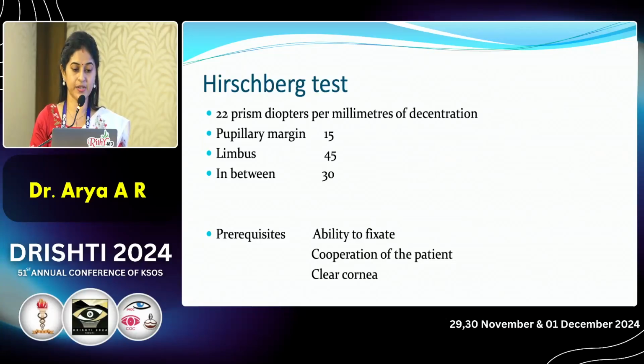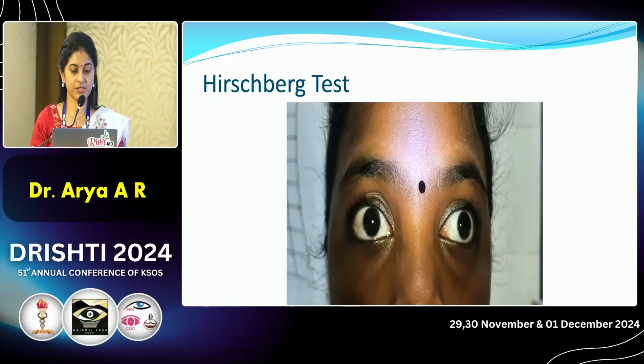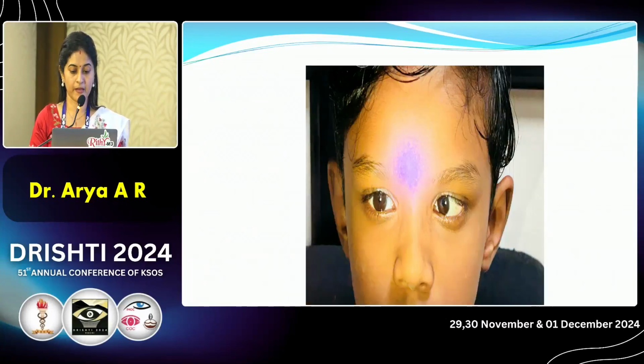So Hirschberg test, we know it's a very simple test. You shine torch and look for where the pupillary light reflex is falling, and depending upon the position you can grade it accordingly as shown in the slide. The prerequisites are the child should be able to fixate, cooperation of the patient, and the cornea should be clear. In this picture, you can see by Hirschberg test, we can assess whether the patient is having an exotropia. Here also the pupillary reflex is falling in the pupillary margin.